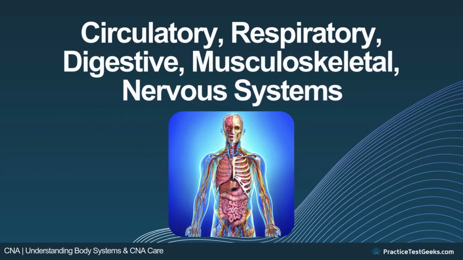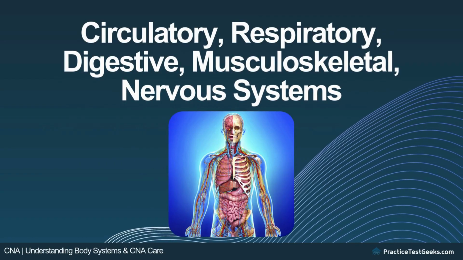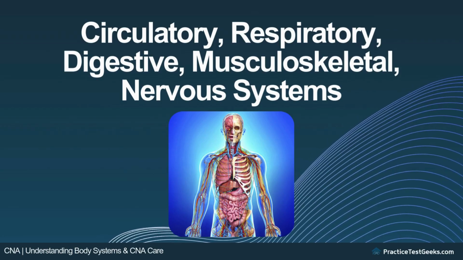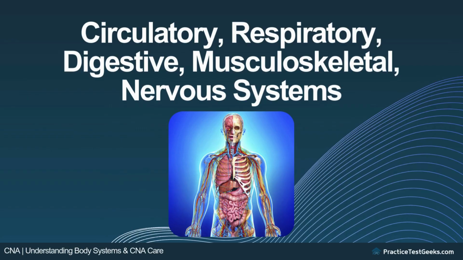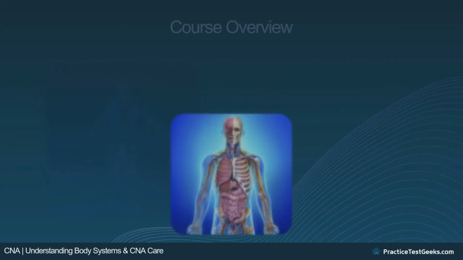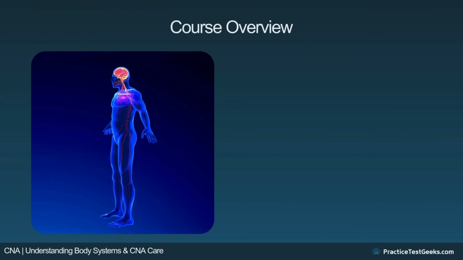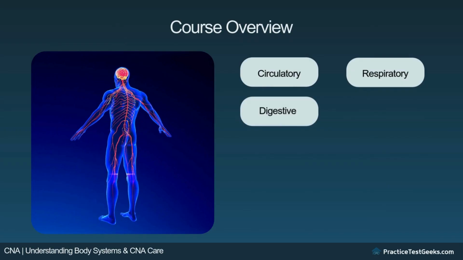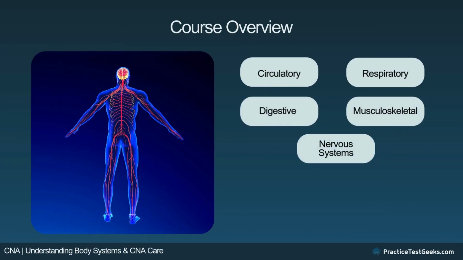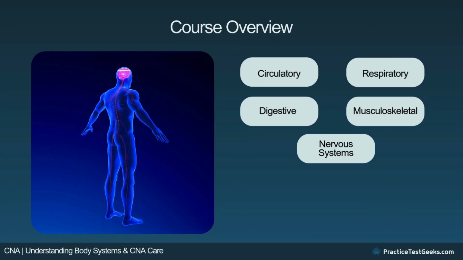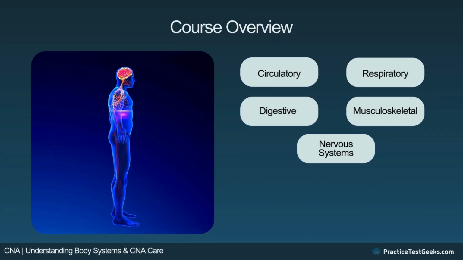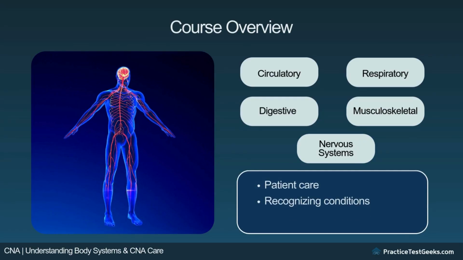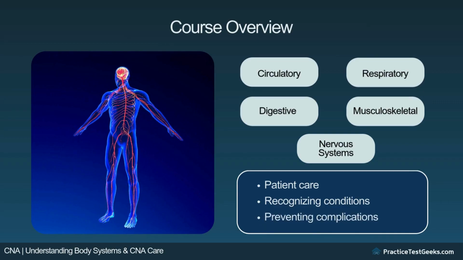Let's explore the incredible complexity and vital functions of the circulatory, respiratory, digestive, musculoskeletal, and nervous systems in a way that's easy to understand. This course provides essential knowledge of major body systems. CNAs will learn how to understand these systems' anatomy and physiology, and apply this knowledge to providing effective patient care, recognizing conditions, and preventing complications.